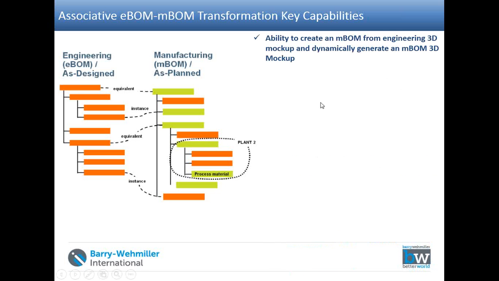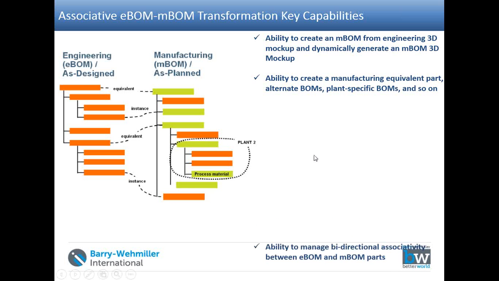The first capability is the ability to create the M-BOM from the engineering 3D mockups. So while creating the manufacturing BOM, the manufacturing engineer doesn't need to create the 3D visualization for how the part is to be manufactured. He can reuse what the design engineer has already created in the engineering BOM. And the second main capability is that he can create the manufacturing equivalent part link. We'll see what that equivalent part is in the coming slides.